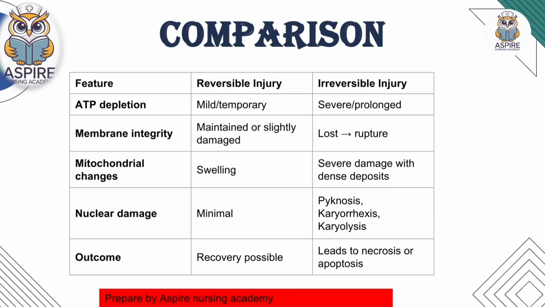4. Nuclear damage. Reversible injury causes minimal or no nuclear changes, but irreversible injury leads to classic nuclear destruction. Pycnosis, nucleus shrinks. Karyorrhexis, nucleus fragments. Karyolysis, nucleus dissolves completely. These are important microscopic signs of cell death. Outcome. In reversible injury, the cell has a chance to recover and return to normal. In irreversible injury, the damage is permanent, leading to necrosis or apoptosis.